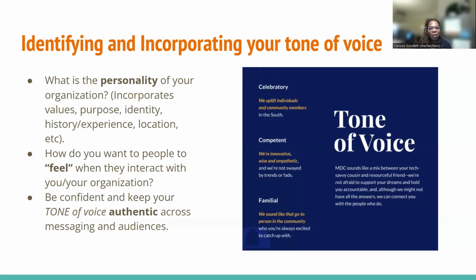And so we're also empathetic to folks, and then familial in how we communicate via email, via social media. We try not to use a whole lot of jargon, and to connect to folks as being part of a community that we're all part of, that we're wanting to uplift, our Southern neighbors. So those are the elements that we thought of, and then pulled that together to talk about a tone of voice. It's like a mix between your tech savvy cousin and a resourceful friend. We're interested in supporting your dreams, but also want to hold you accountable. And we don't always have all the answers, but we typically can connect you with folks who do.